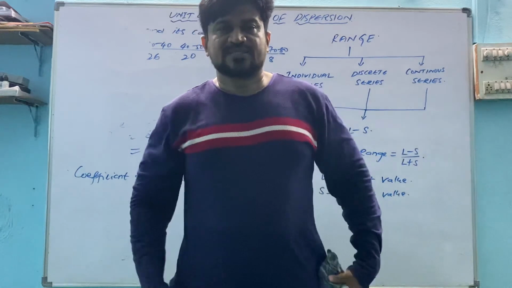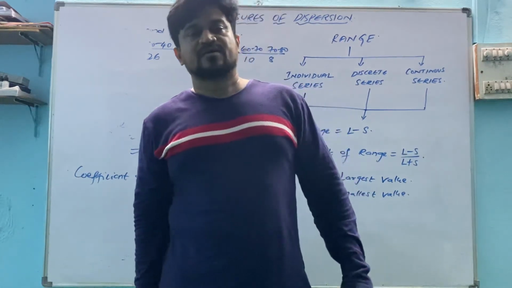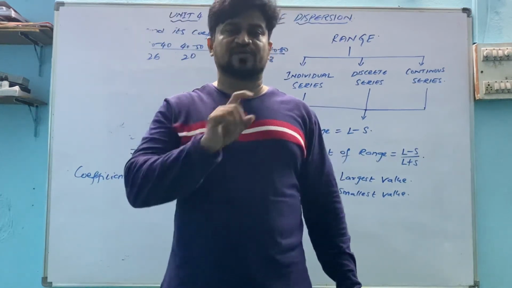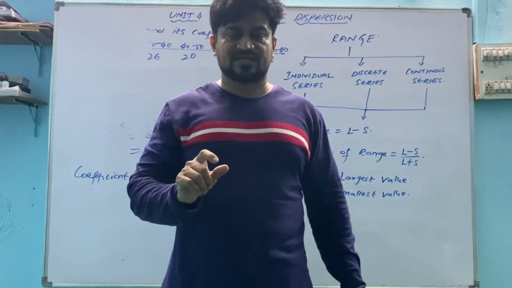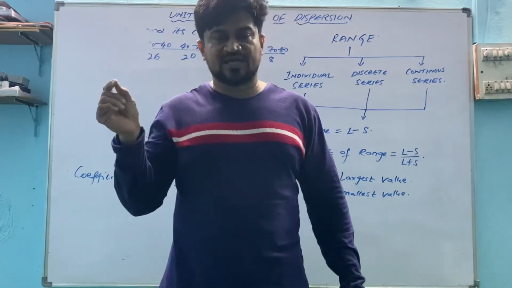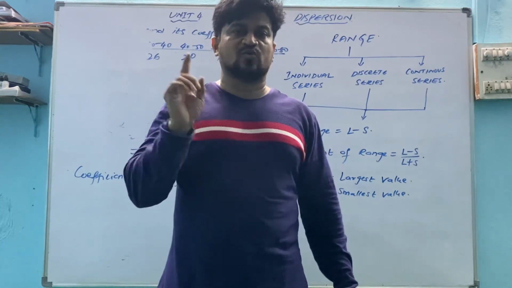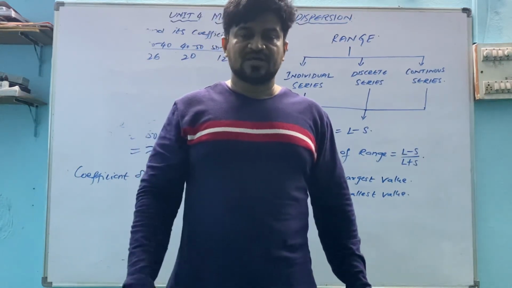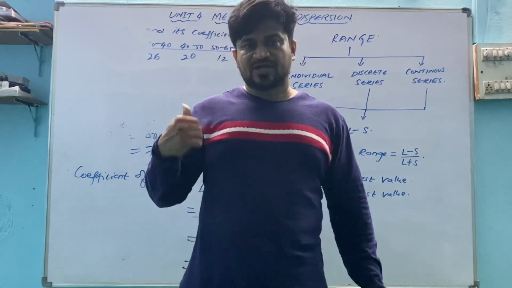From an individual series, the largest value and smallest value you can easily take directly. But from continuous classes, you should take the largest value and smallest value from the classes only. Don't take values from frequency. From the class interval, check which one is the highest value, take it as L, and from the class interval only, take the smallest value as S. Then L minus S will be the range, and coefficient of range will be L minus S by L plus S. In the next video, we'll discuss the second topic.